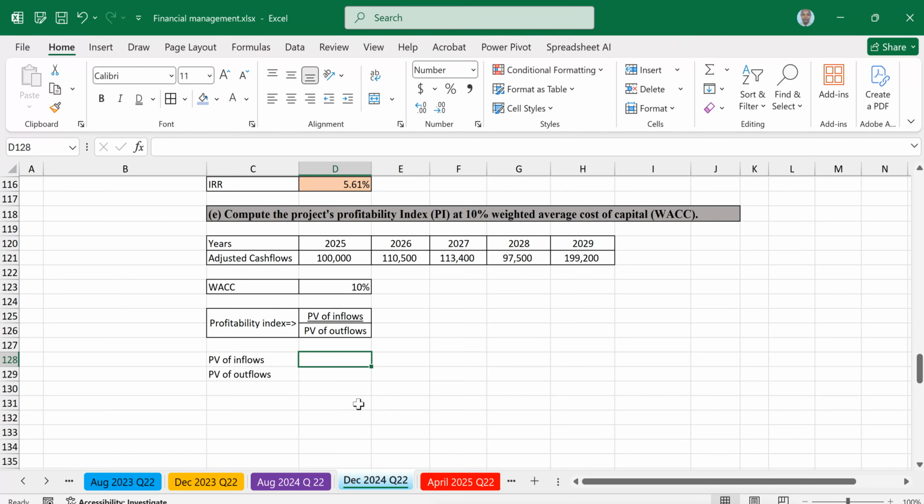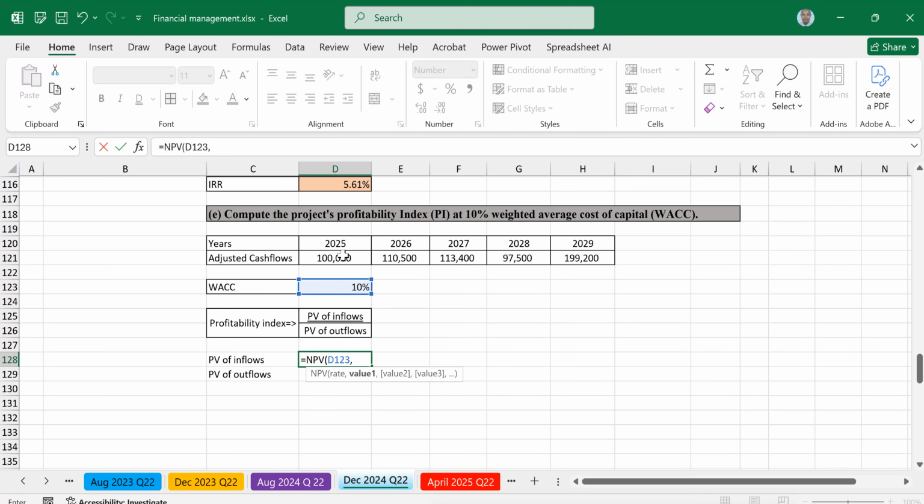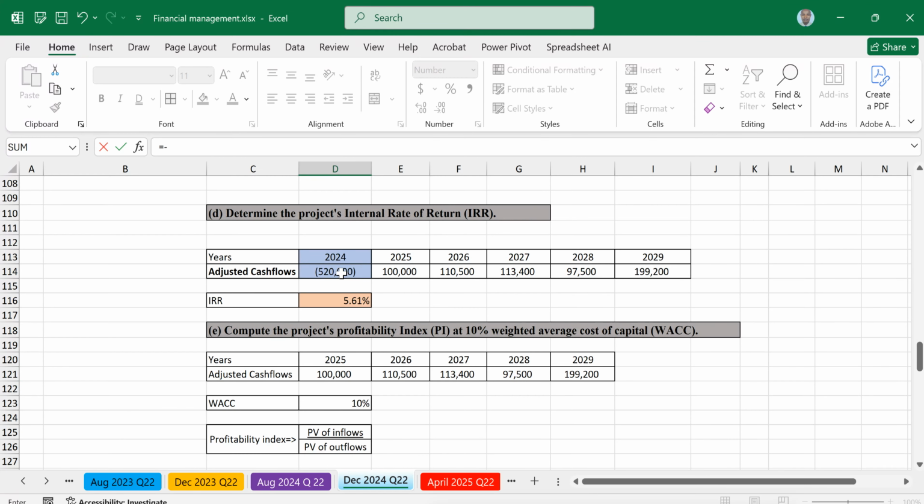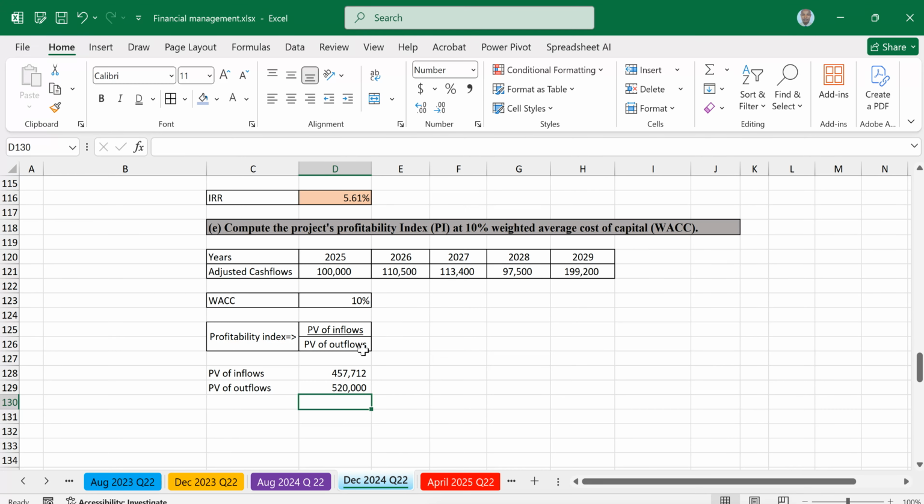So use the NPV function, which will be equal sign NPV. The rate is 10%, comma. The values are from 100 to the last one, but don't add the outflow. So you're using the net present value, but don't add the outflow. That will give you 457. Now the outflow is equal sign negative, because we have some outflow somewhere, 520, that comes as a positive figure. So that is the PV of inflows and also PV of outflows.